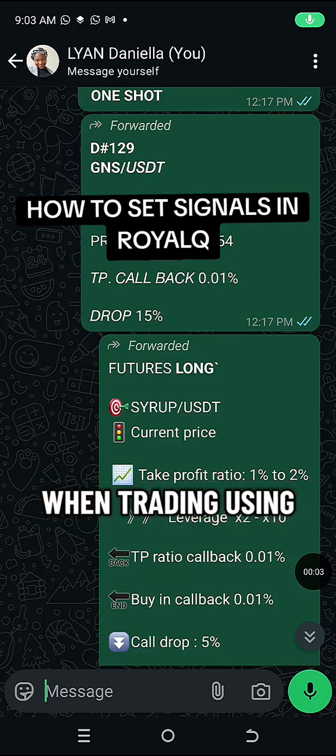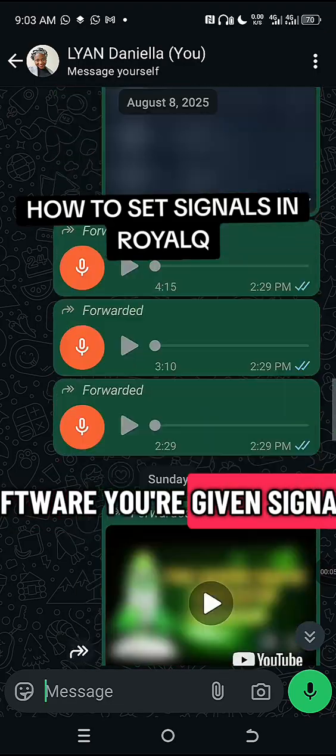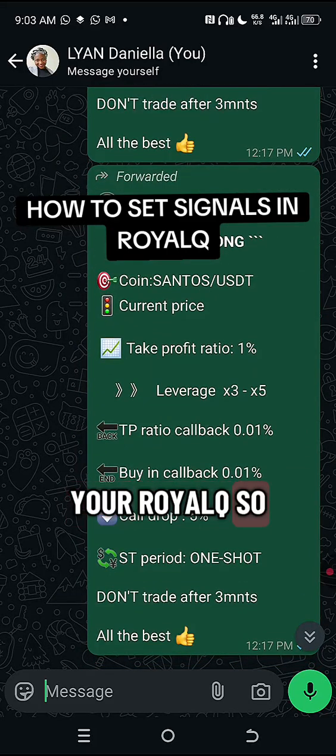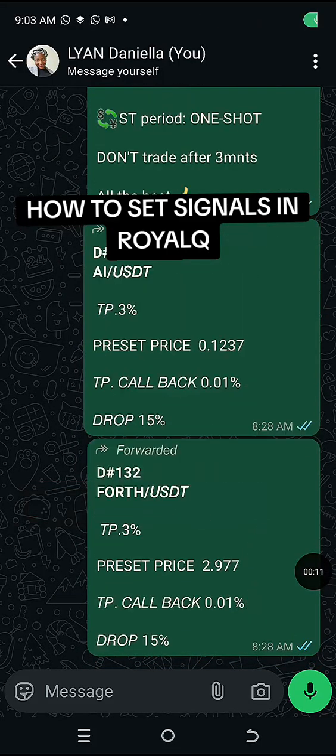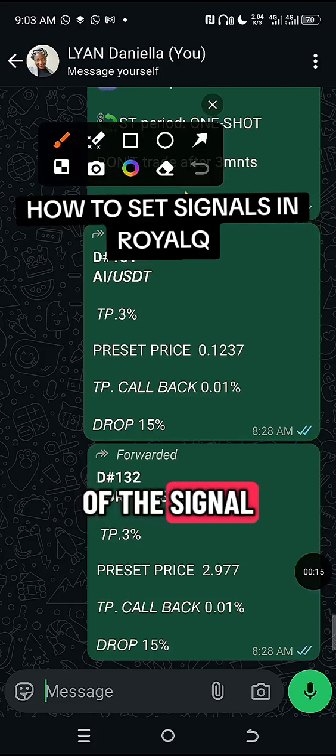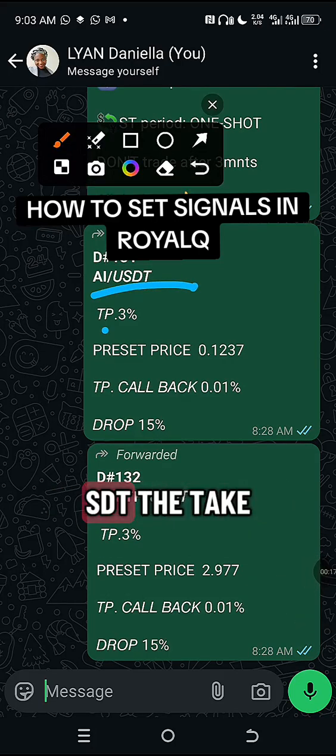When trading using the Royalq software, you are given signals. How do you set the signals you are given in your Royalq so that you make profits? If it is a spot signal, most signals come with the name of the signal. This one is AIUSDT, the take profit you're going to take from the markets.